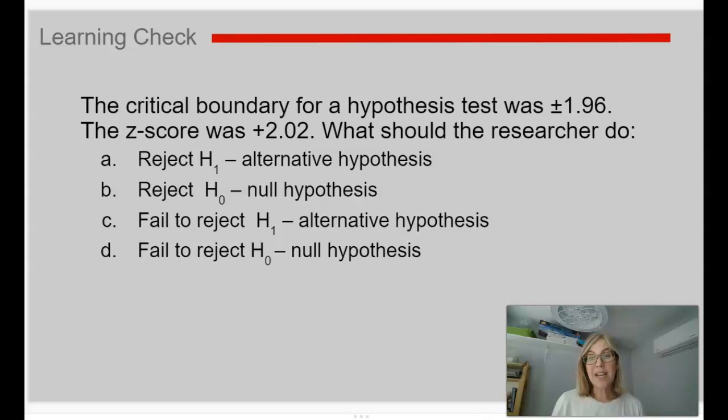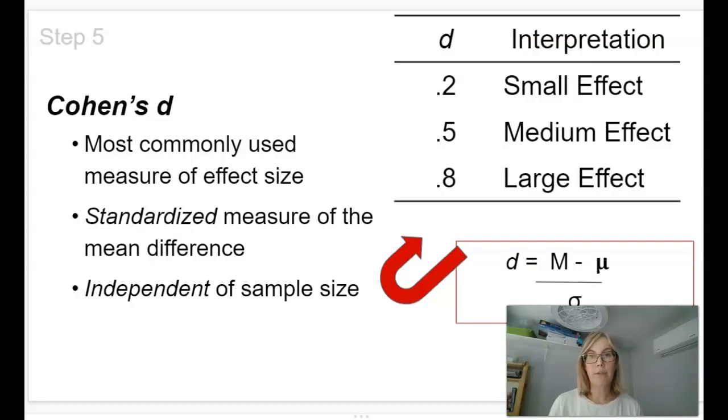Step 5 is kind of giving us a real-world picture of what's going on with our data, and so we're going to learn about 2 different effect size calculations, Cohen's d and eta squared. Eta squared is actually a Greek symbol, and we're not focused on that for our z. We're focused on Cohen's d.